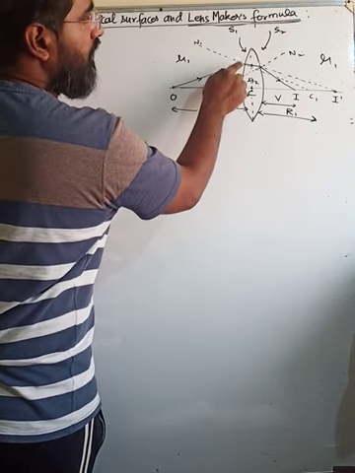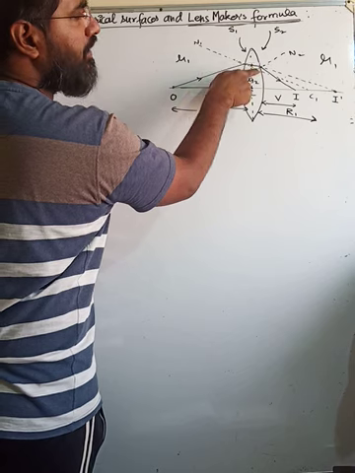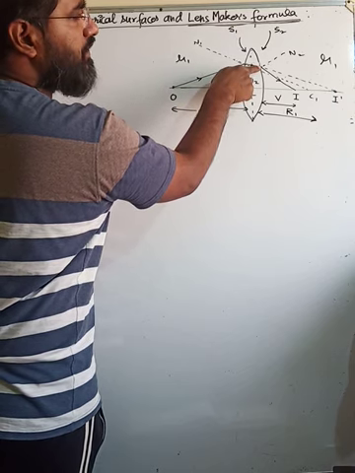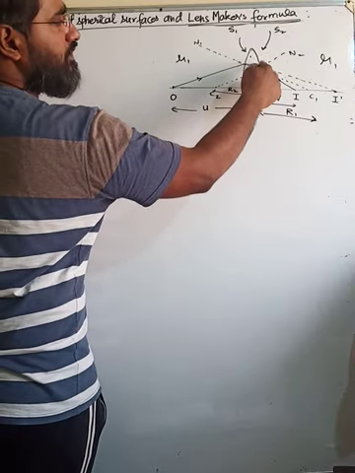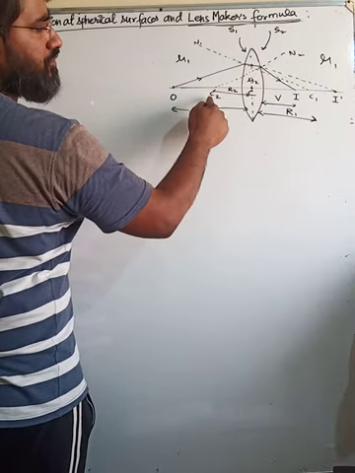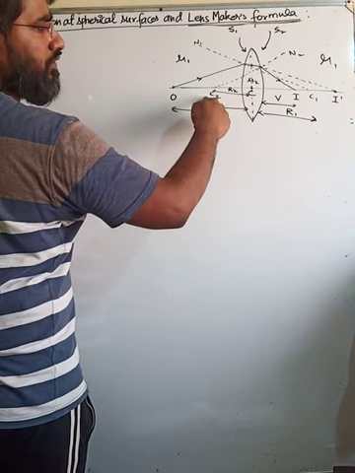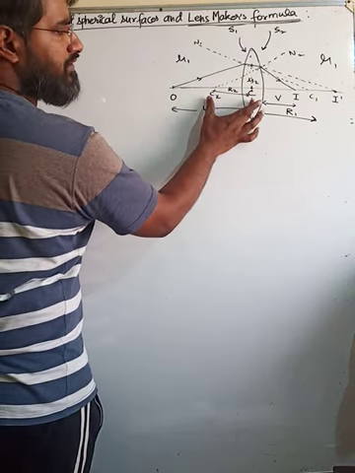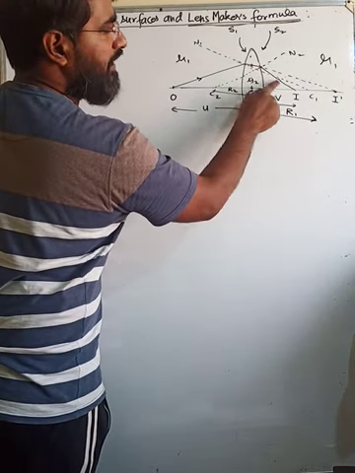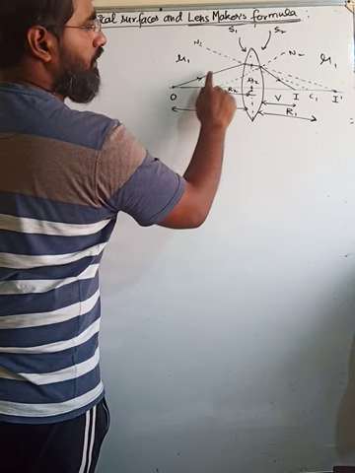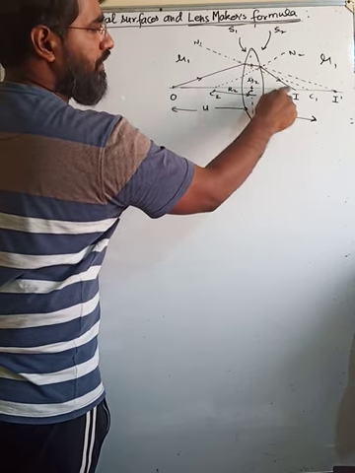It will bend towards the normal. Again, when it reaches this surface, draw the normal on this surface. This will intersect here at this point. This will be C2 for surface number 2, center of curvature C2. The distance is R2. Now the final image is formed here. Refraction at the first point, refraction at the second point, and finally the image is formed here.